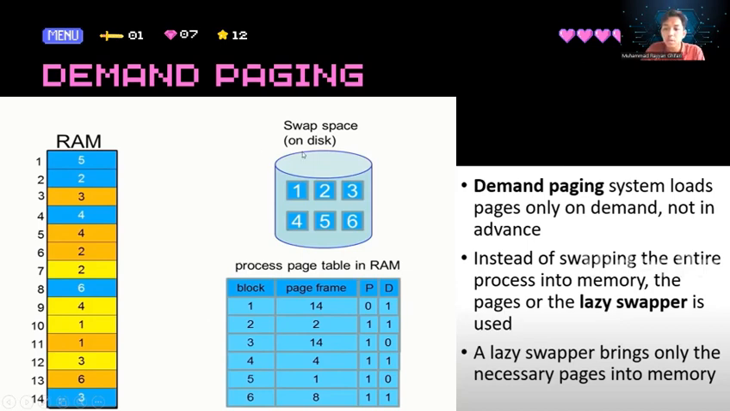The operating system will update the process page table in RAM by changing the page frame and P or D column values according to the new conditions. The operating system will repeat the page search in the process page table in RAM and send it to the CPU to continue the execution.